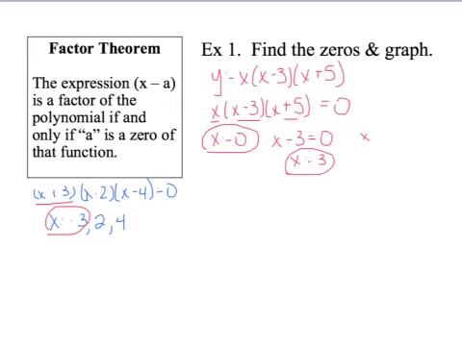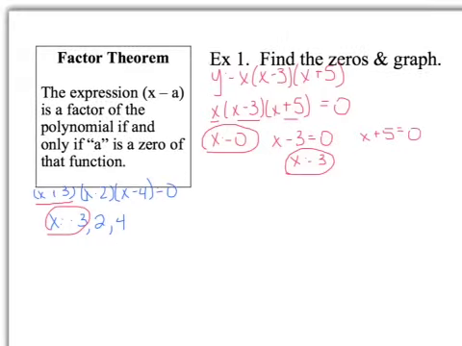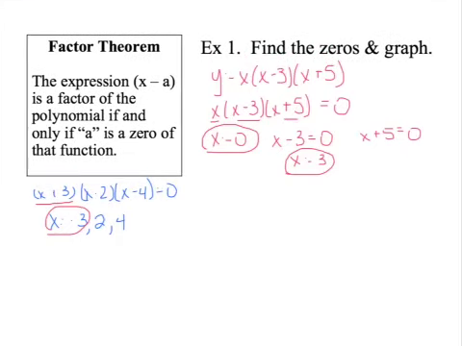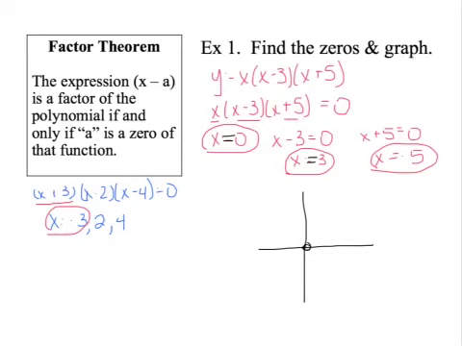And the next one, x plus 5. So if I know that x plus 5 is a factor, then x must equal negative 5. And there's my third 0. So now I'm going to go ahead and graph this. These do not look like they came out very well. We have an x-intercept at 0, one at positive 3, one at negative 5.